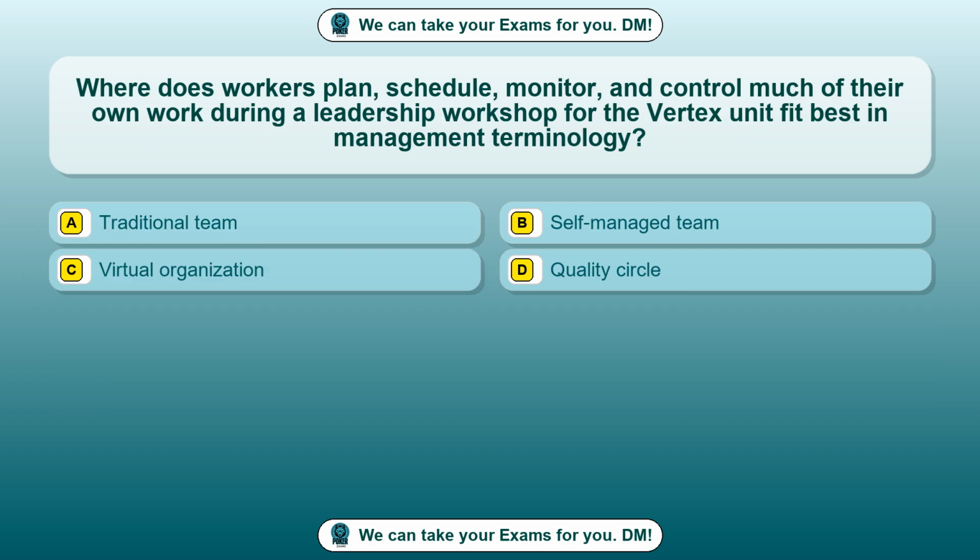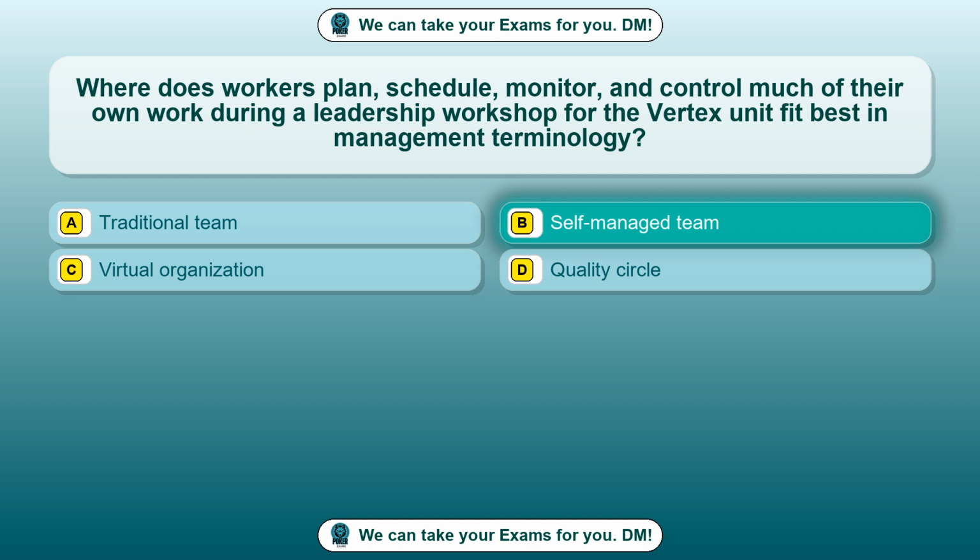Question 72. Where do workers who plan, schedule, monitor, and control much of their own work during a leadership workshop for the Vertex unit fit best in management terminology? Option A, traditional team. Option B, self-managed team. Option C, virtual organization. Option D, quality circle. The correct answer is option B, self-managed team.